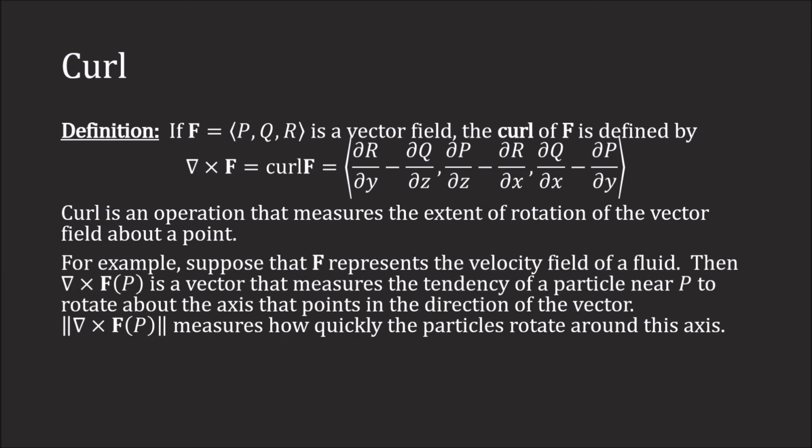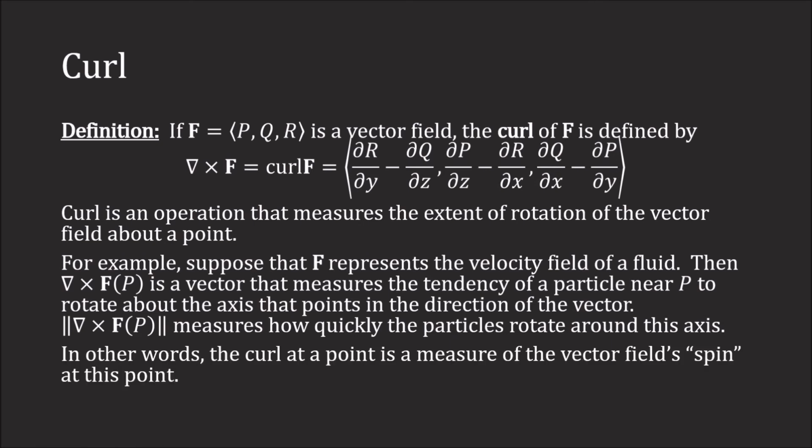So, for example, suppose that F represents the velocity field of a fluid. Then del cross F of P is a vector that measures the tendency of a particle near P to rotate about the axis that points in the direction of the vector. The magnitude of del cross F measures how quickly that particle rotates around the axis. In other words, the curl at a point is a measure of the vector field's spin at this point.